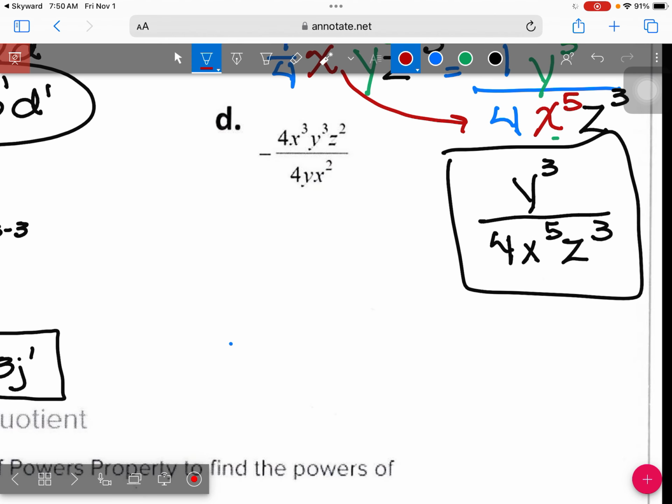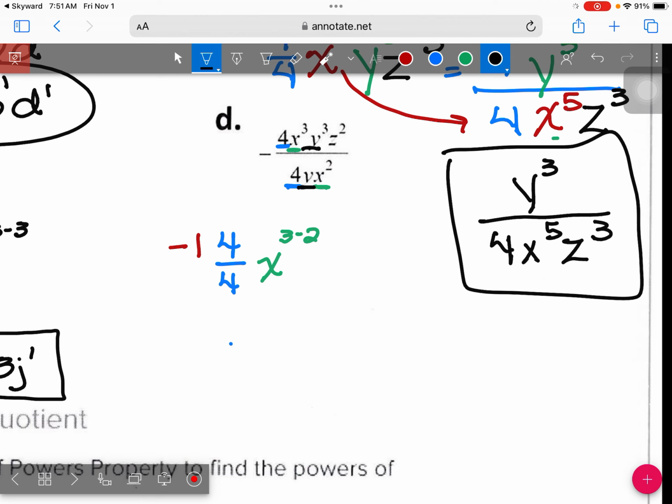Okay? So we have the negative out front. Negative 1. I have a 4, and I have a 4 in the bottom. So that is 4 divided by 4. I have an x to the third power. There is an x back here. X to the squared. So that is x to the, you keep the same base and subtract because we are dividing them.